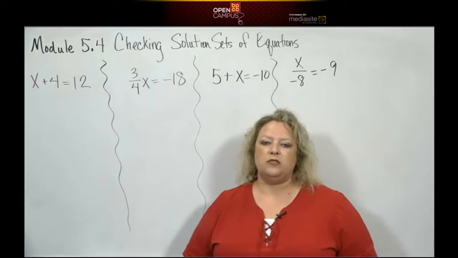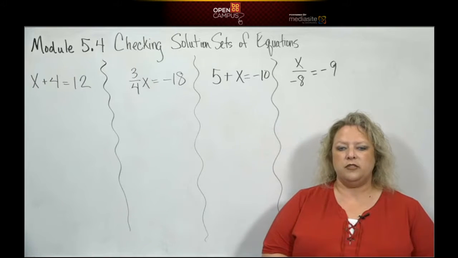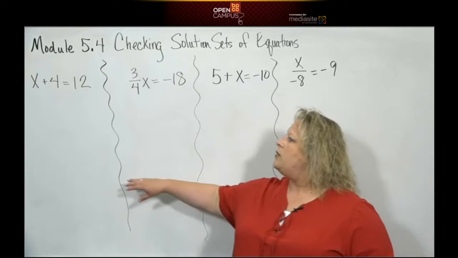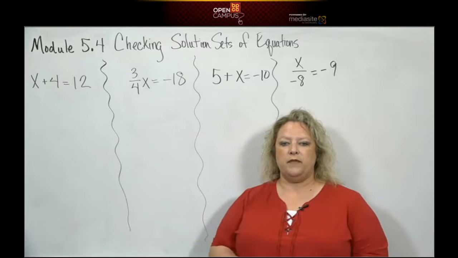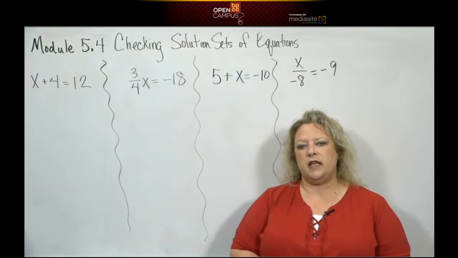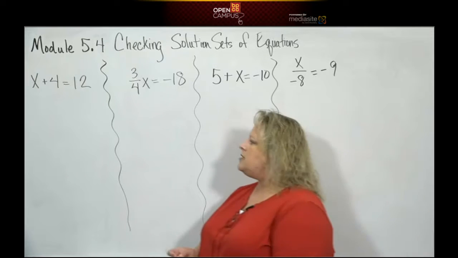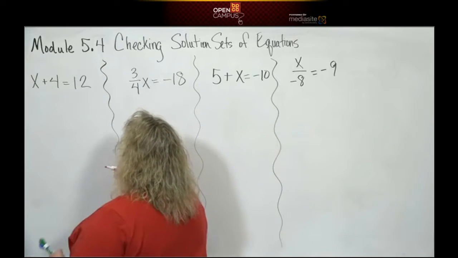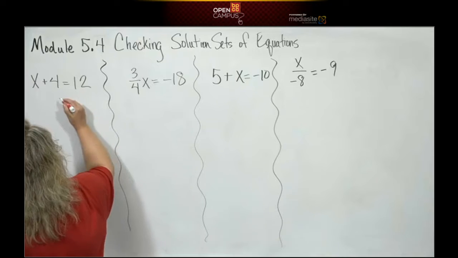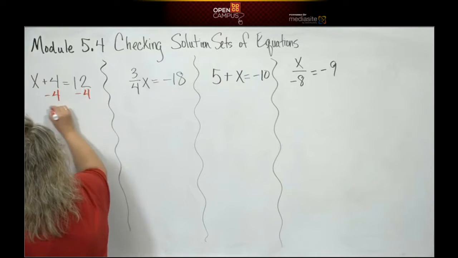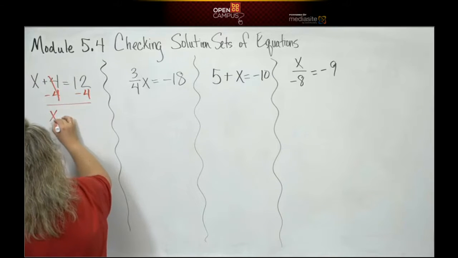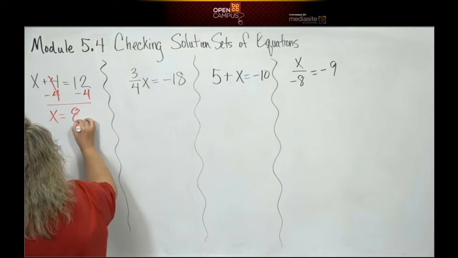So in this module, our goal is to check the solutions that we've gotten on the previous couple of slides. So I took these equations from the previous slides that we did, and now we're going to check the answers that we got. The first thing is to remember what the answers even are. To solve this one-step equation, remember I subtracted 4 because that was the opposite, and when I did that, I got x was equal to 8.